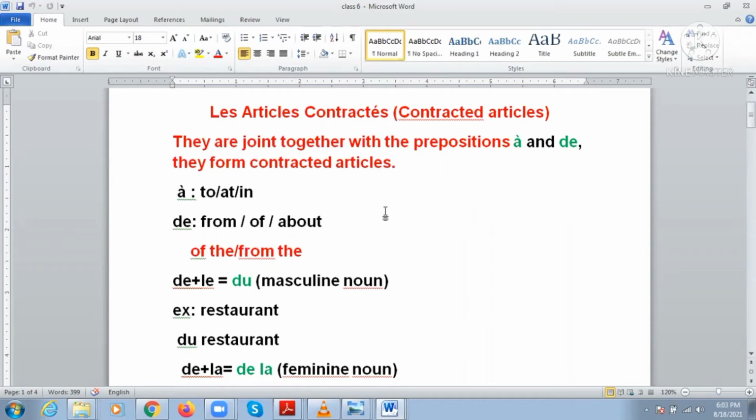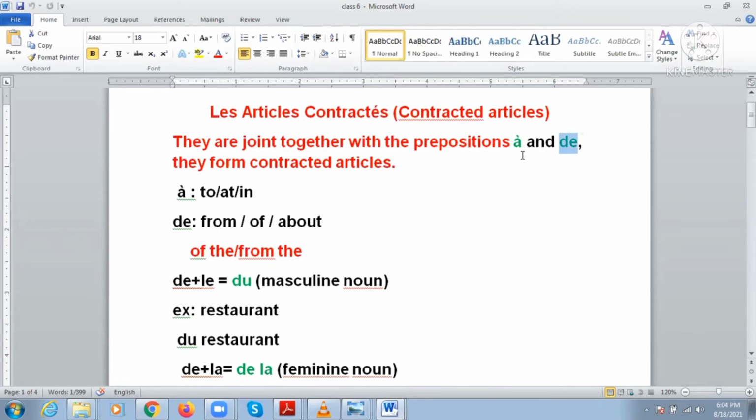Now we are going to start with les articles contractés. Contracted articles. They are called contracted articles because they are the contracted form of one preposition and one definite article. When we join one preposition and one definite article, the result that we get by joining them is a contracted article. Okay? So in contracted articles, we use two prepositions. One is preposition à and another is preposition de.